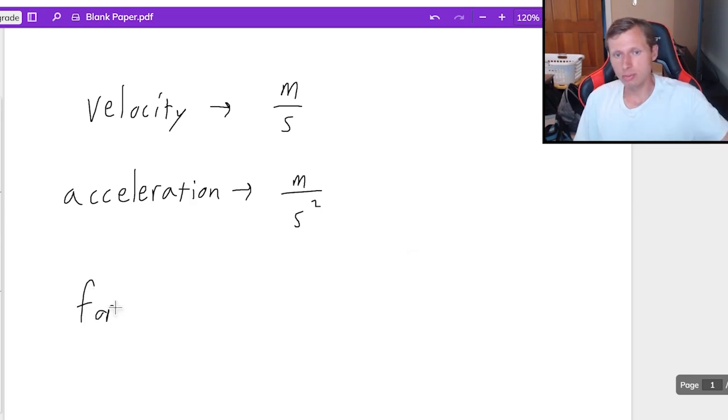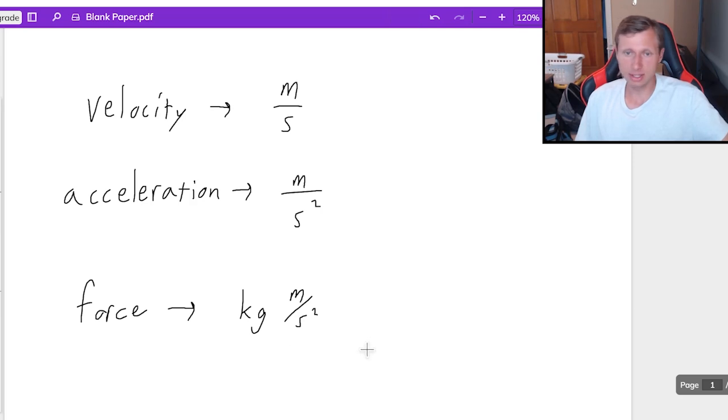Another extremely common unit is the one for force. The units for force are the kilogram times meter per second squared. Looks like this. Now, kilogram meter per second squared takes a long time to say and to write, so instead we came up with the new unit, the Newton, which is capital N.